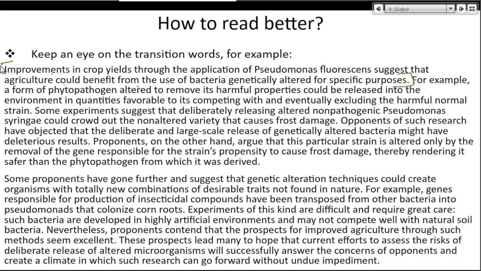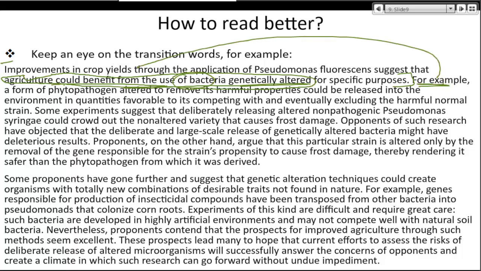If I'm reading this sentence, the key idea here is that agriculture could benefit from what? The use of genetically altered bacteria. This is the main idea. Agriculture could benefit from the use of genetically altered bacteria. This is where I should focus. And then he gives an example. That means he's giving an example of what? Example of how agriculture could benefit. Simple. He is giving an example of how agriculture could benefit.